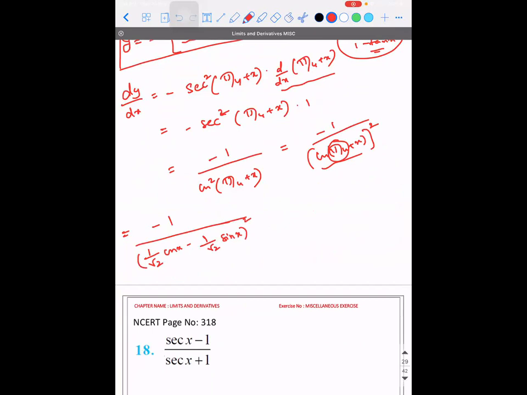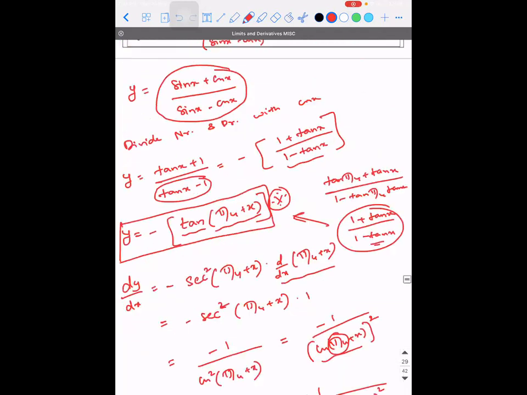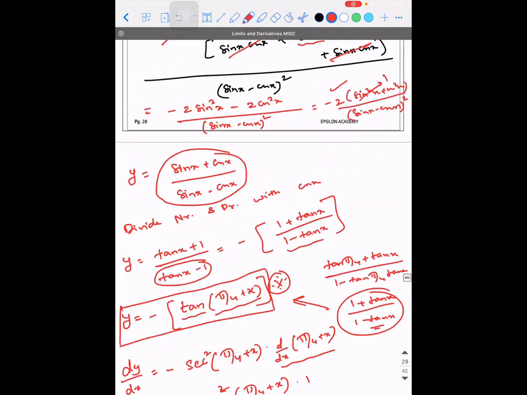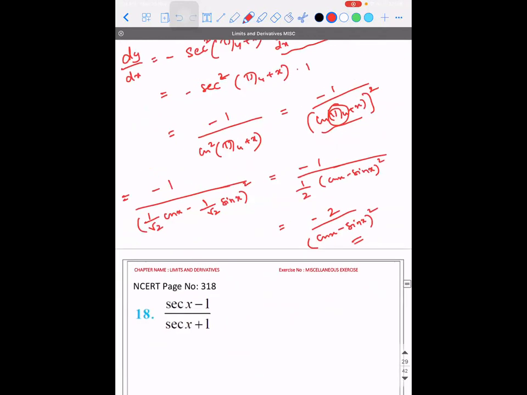whole square. So what is common in the denominator? 1 by root 2. If 1 by root 2 comes out from the square, how will it come out? Minus 1 by half into cos x minus sin x, the whole square. Yes, sir. Understood. Right? So minus 2 divided by cos x minus sin x, the whole square. Aren't they both the same? Yes, sir. Only difference is there it is sin x minus cos x whole square. Here it is cos x minus sin x whole square.